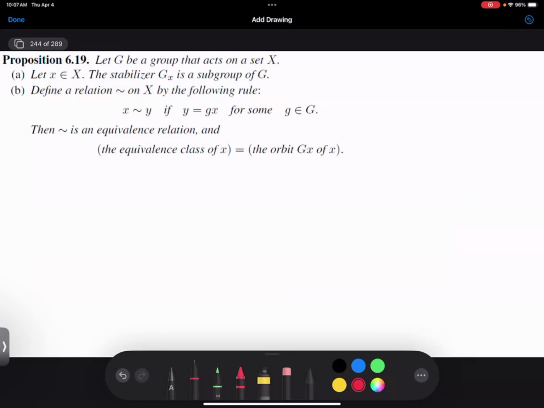The next is we're going to define an equivalence relation. We're going to say x is related to y if y equals g times x for some g. And then we're going to show that this is an equivalence relation. So an equivalence relation has 3 properties. It's reflexive, it's symmetric, it's transitive. And so there's a nice correspondence between the equivalence class of x and the orbit of x. All right, so let's prove. So to prove it's a subgroup, what do we have to show?